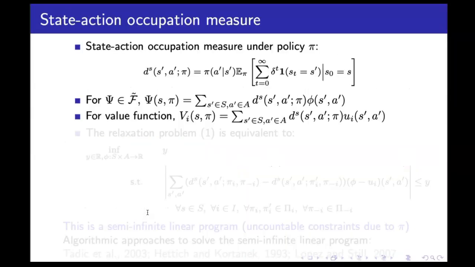Okay, I want to introduce a technique called the state-action occupation measure, which denotes, on average, the probability that you visit S prime and adopt the action A prime under the policy pi here. With this representation of the state-action occupation measure, we can rewrite any function in f tilde with the occupation measure and the phi here.